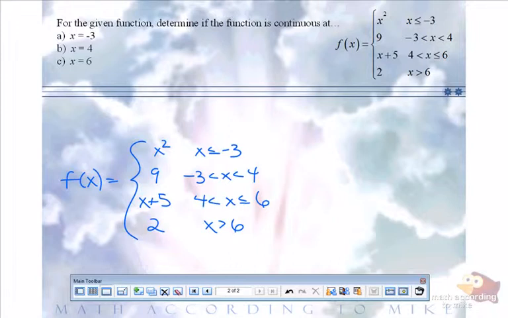So let's start with x equals -3. That's part A.